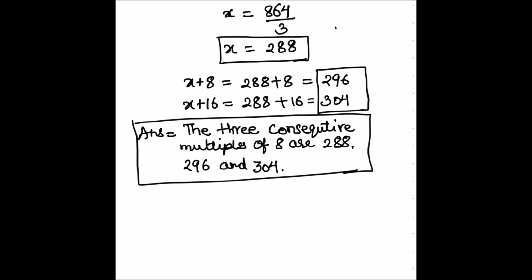So this is how by making an equation we find the three consecutive multiples of any number.